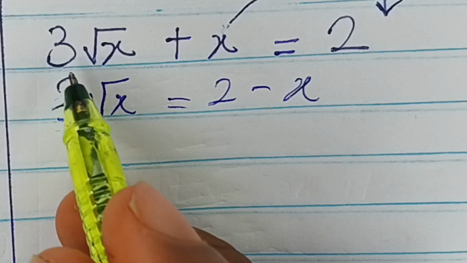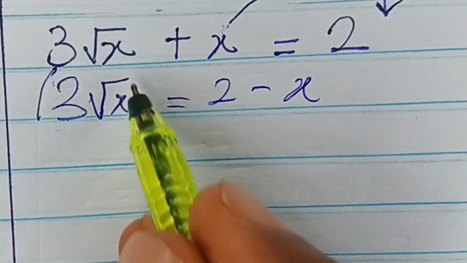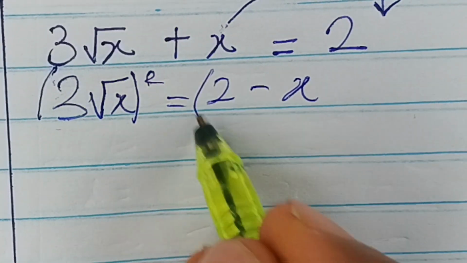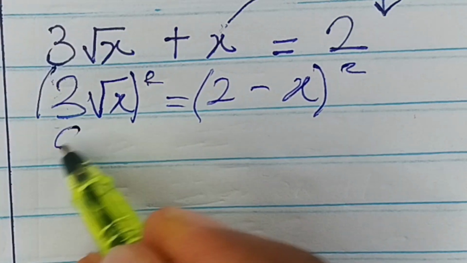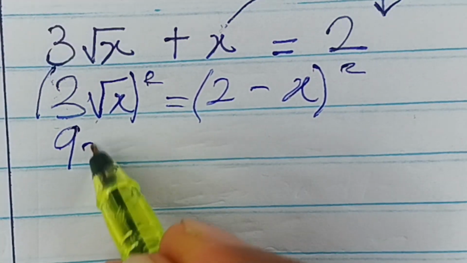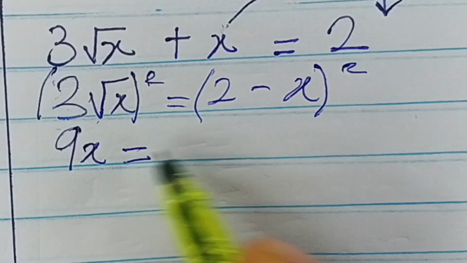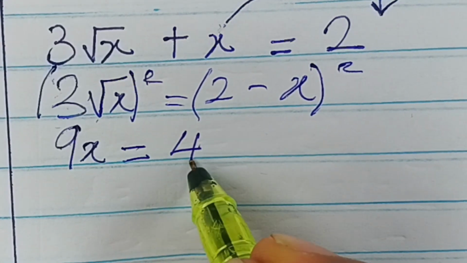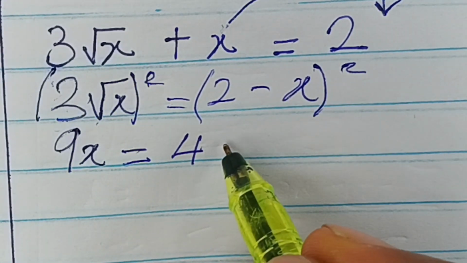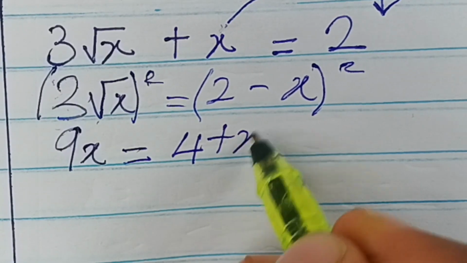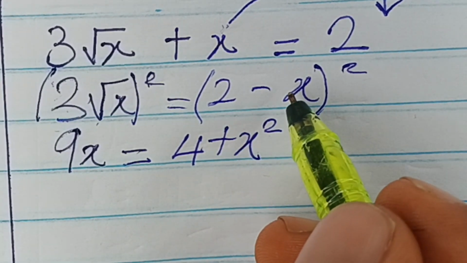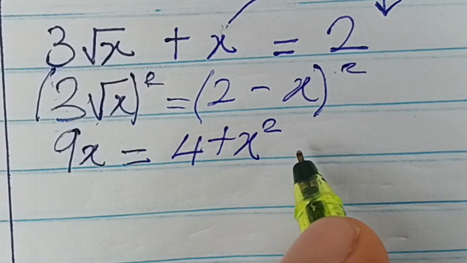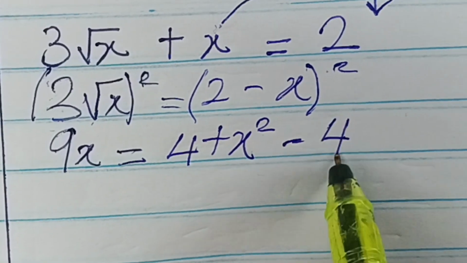At this point I can now decide to square both sides. So I'll raise this side to the power 2 and I'll raise this side to the power 2. 3 squared is 9. Root x squared is x, and this is equal to 2 squared is 4, minus x squared is positive x squared, and I have 2 times minus x is minus 2x times 2 is minus 4x.